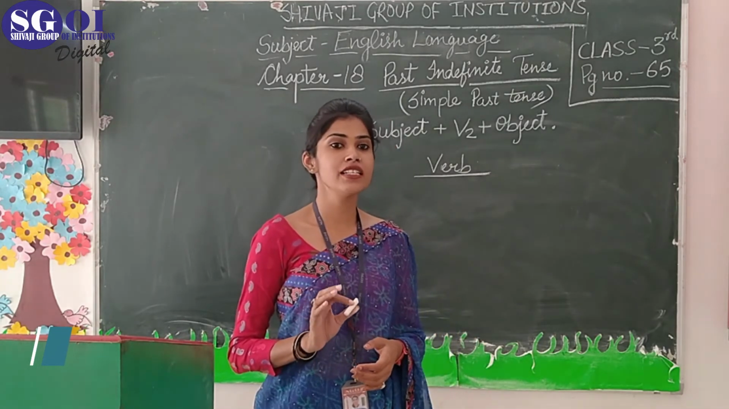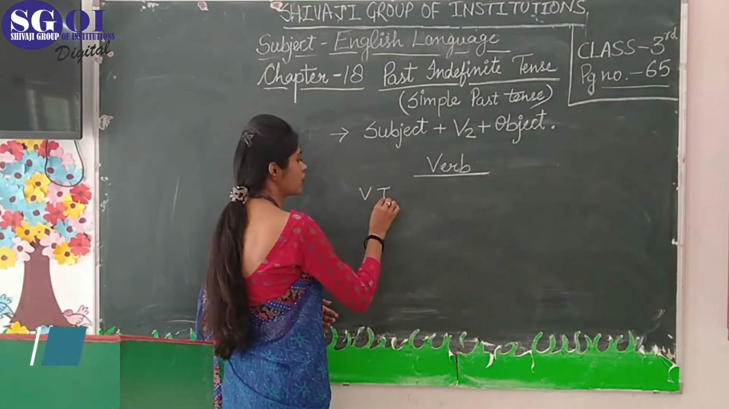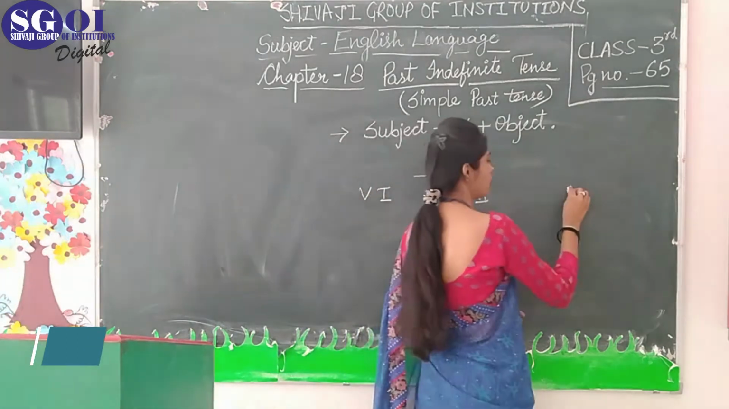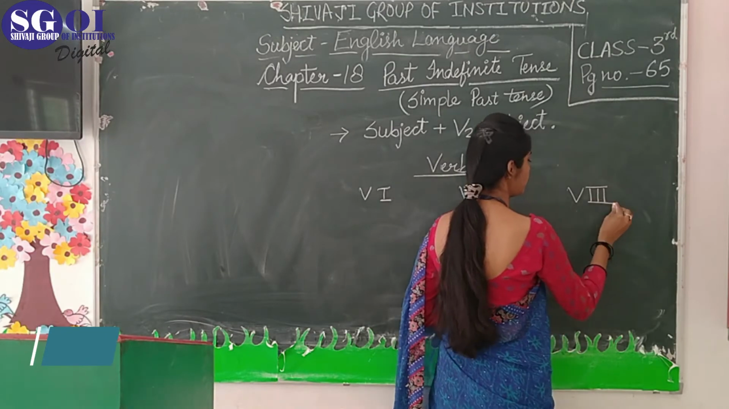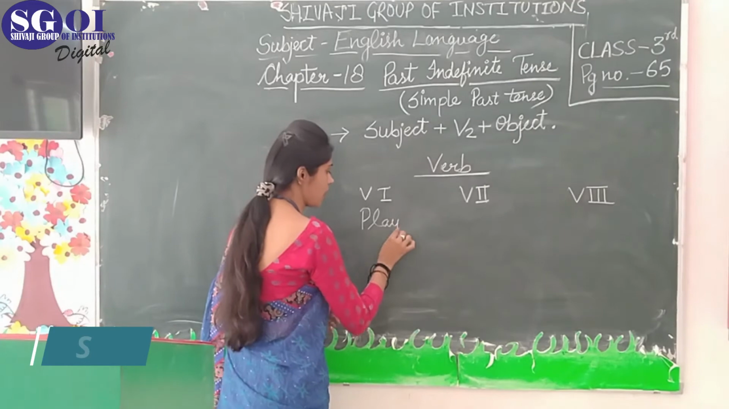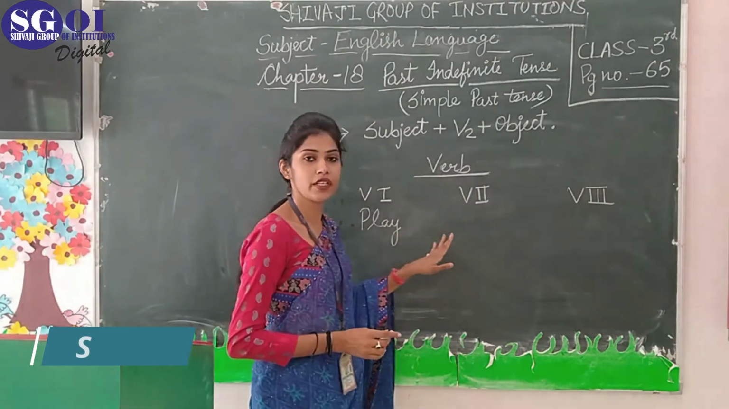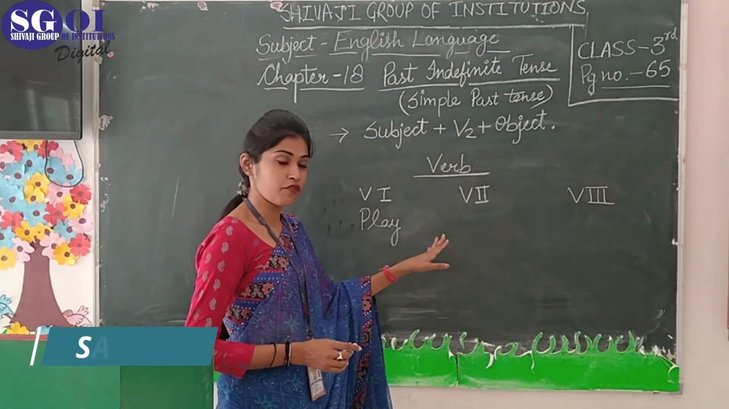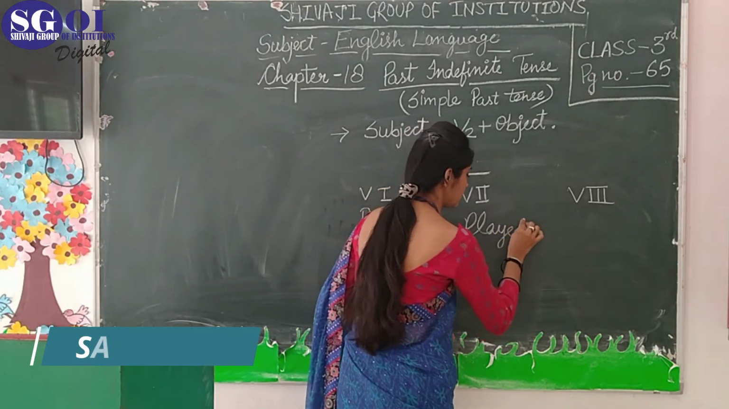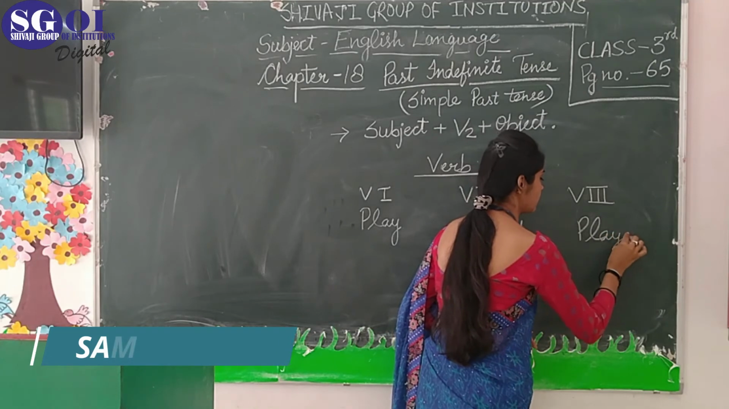So an action word has 3 forms. Okay, verb first form, verb second form, and verb third form. Play. Simply play is the first form of verb. Then we will form it in second. Verb second form, it will come played. And the third form is the same, played.